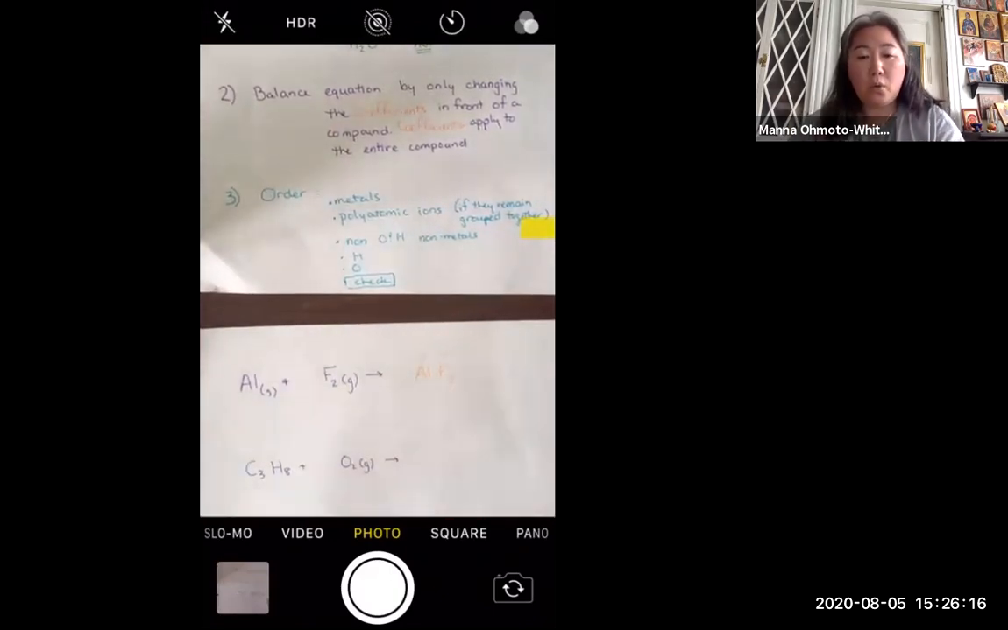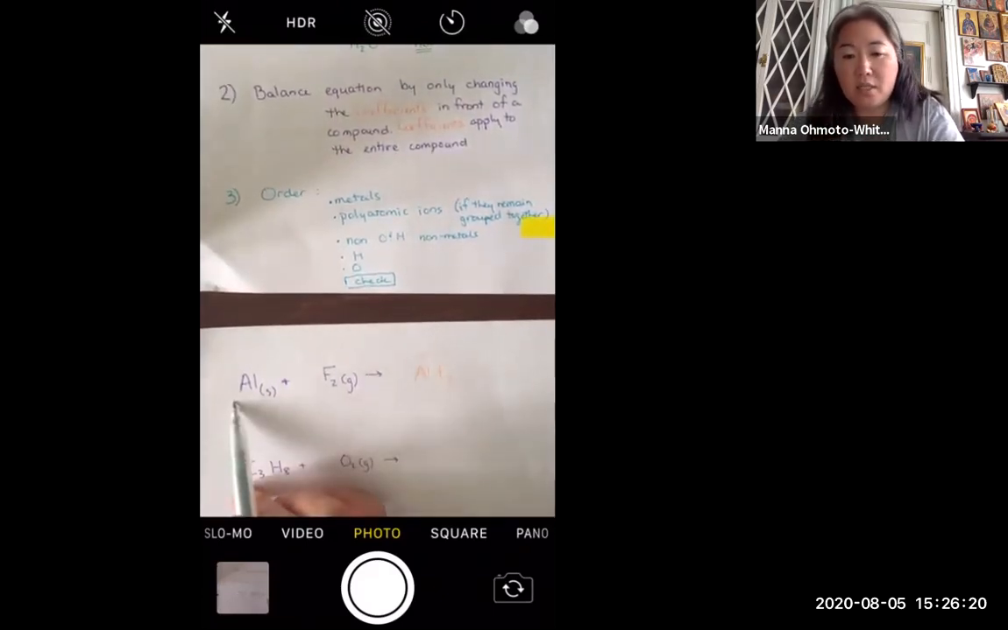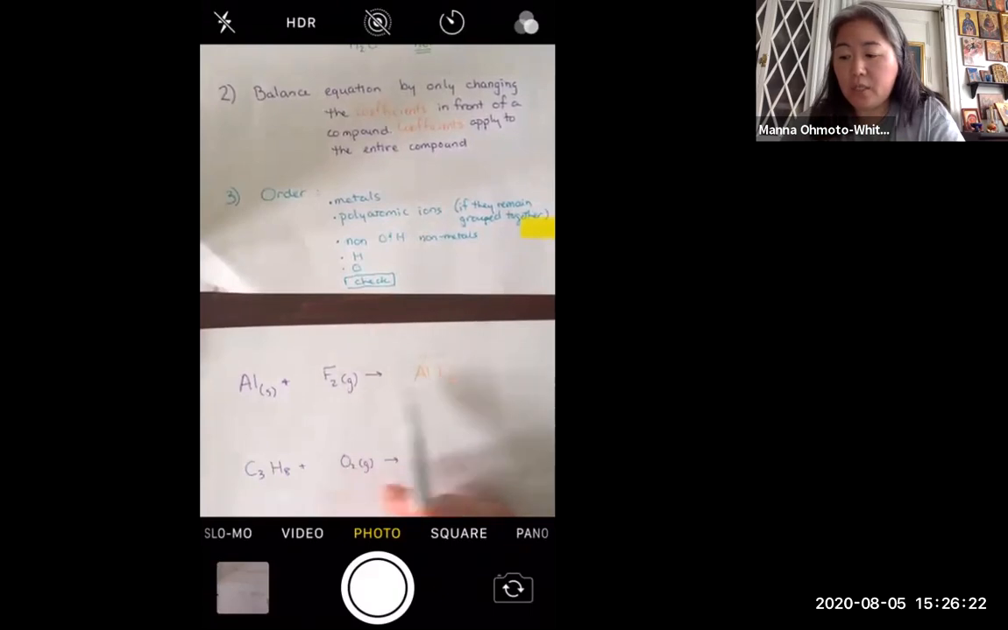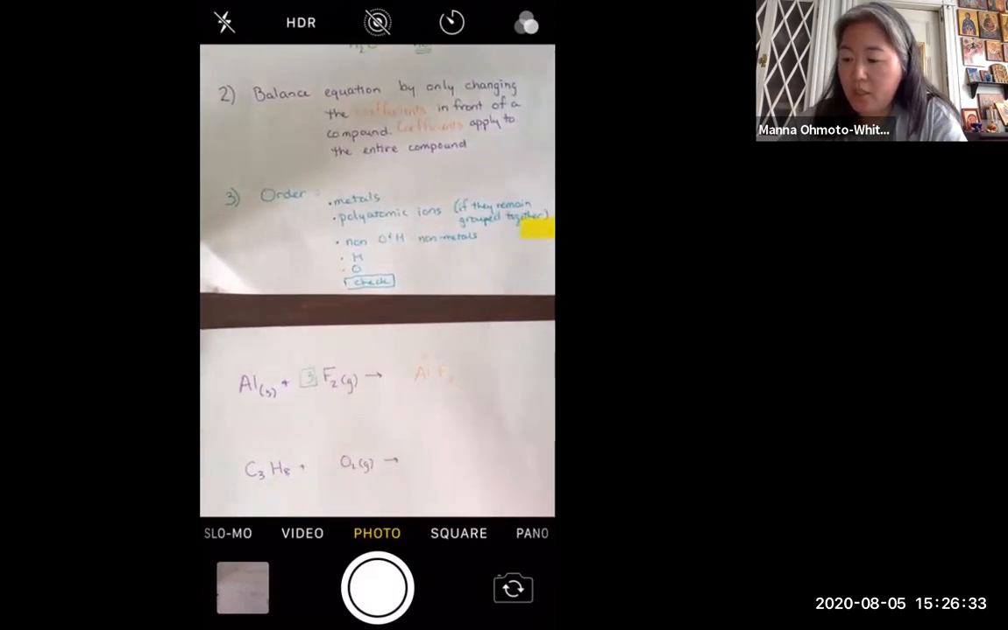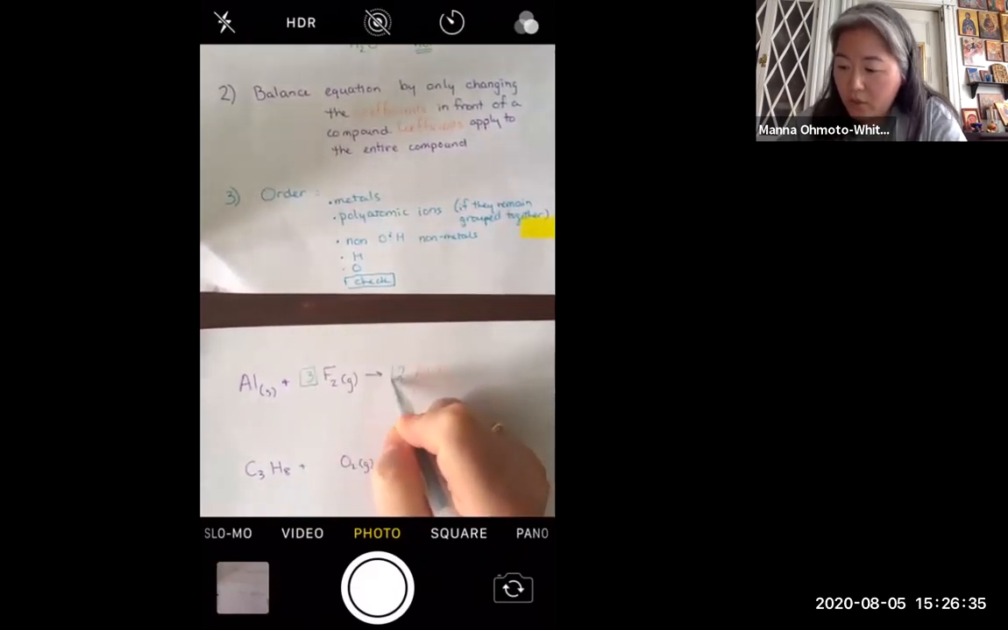Now I balance with coefficients. My metal, aluminum, is already balanced. So now I have to balance my fluorines. So if I have a 2 on one side and a 3 on the other, I balance by least common multiple, which will be 6. So I put a 3 in front of the fluorine here and a 2 in front of the aluminum fluoride here.